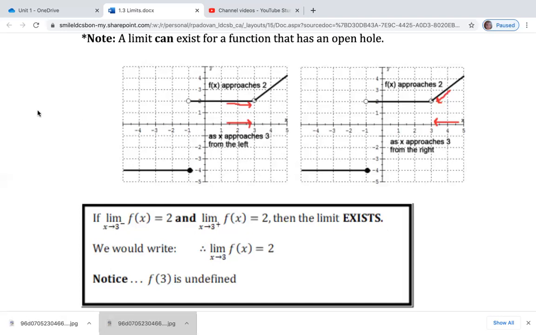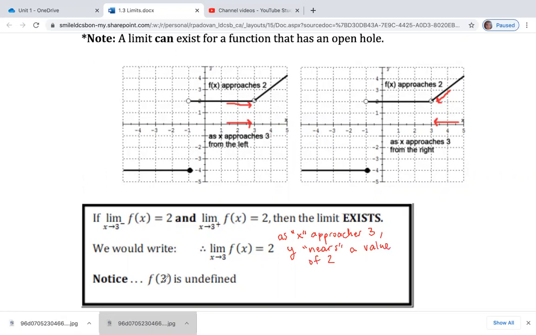Let's write this out first. So what we're saying here for the limit is, as x approaches the value of 3, y nears a value of 2.